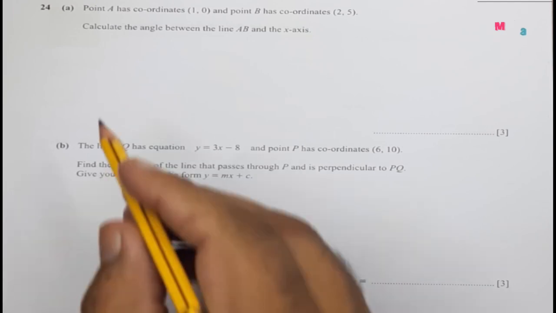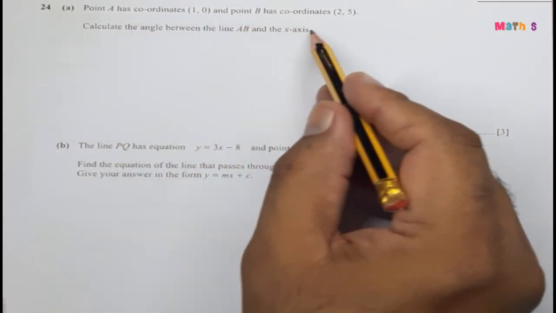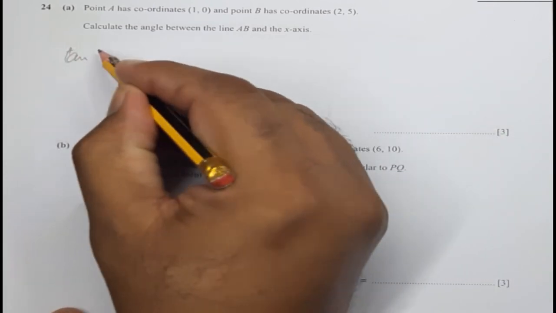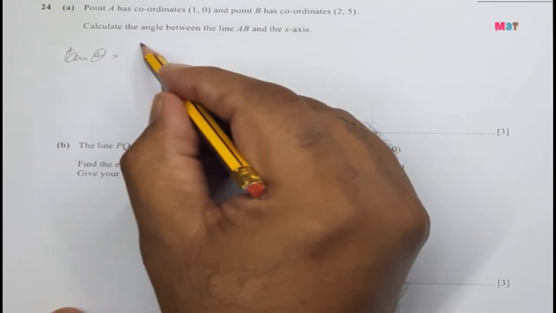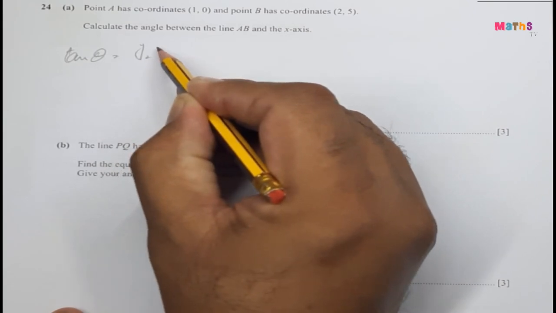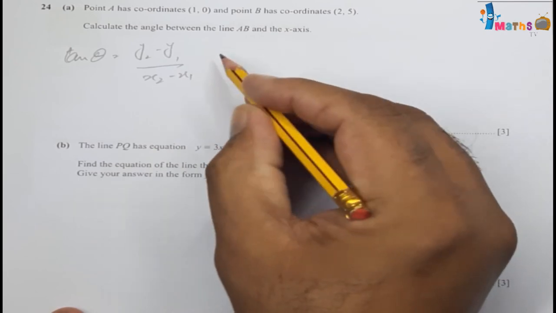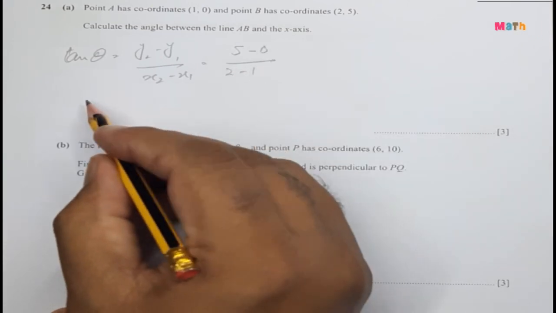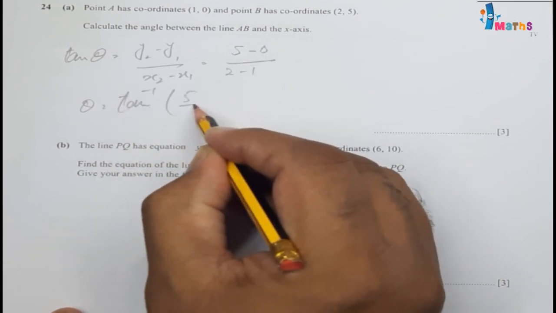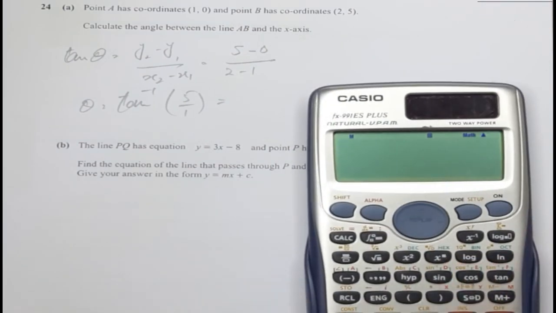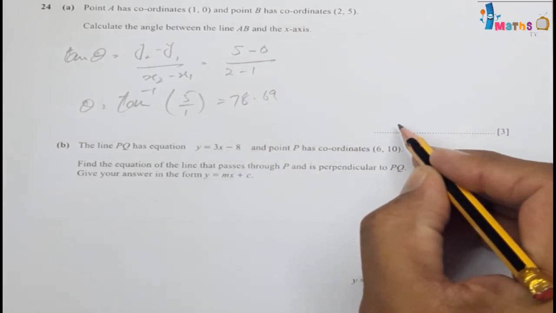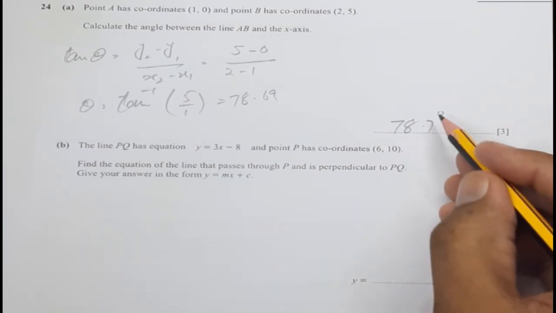Question number 24, A part. Point A has coordinates 1 and 0 and point B has coordinates 2 and 5. Calculate the angle between the line AB and the x-axis. We know tan theta is equal to y2 minus y1 over x2 minus x1. So y2 minus y1 means 5 minus 0 over 2 minus 1. So theta is equal to tan inverse 5 over 1. If we find shift tan 5, it will be equal to 78.69. So the answer can be 78.7 degrees.